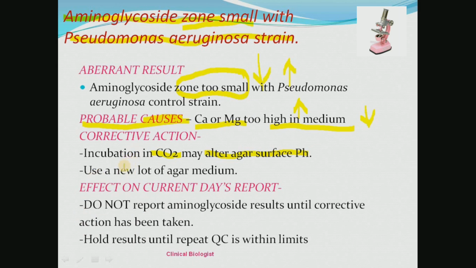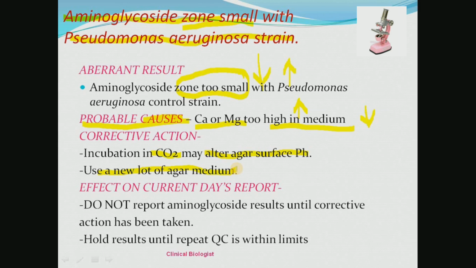This is very important: use a new lot of agar medium. This is also a very important MCQ question. Sometimes they will ask why there is an increase in the zone size of an aminoglycoside when using Pseudomonas aeruginosa. So remember these two points. When the zone is too small, a decreased zone, there is always an increase of calcium and magnesium in the medium. Okay, so the same, it's the opposite.